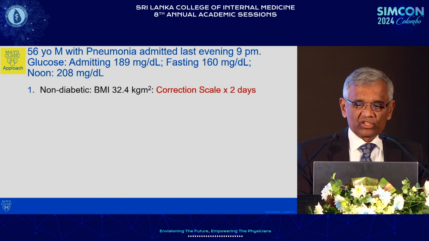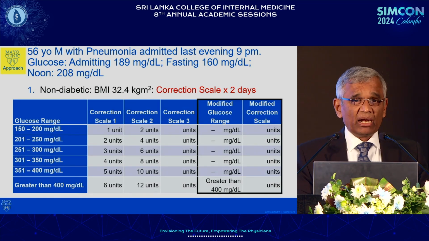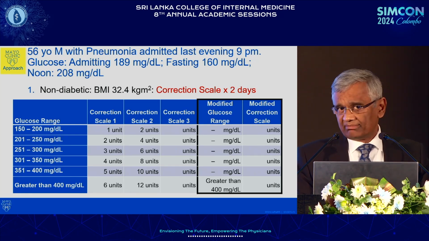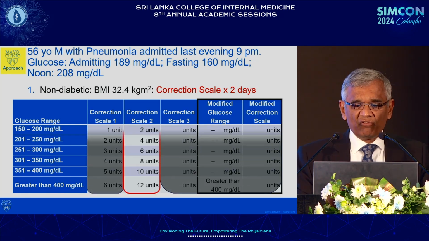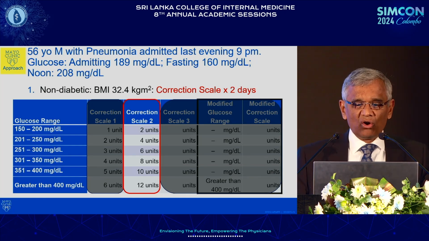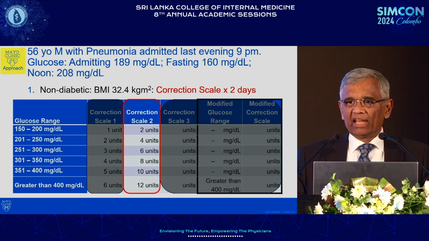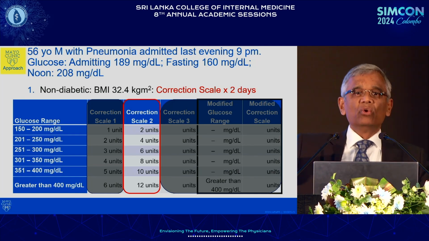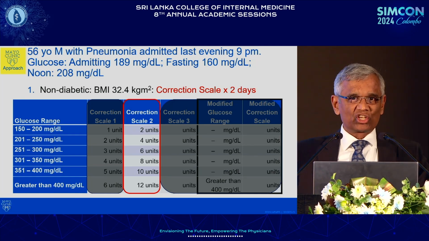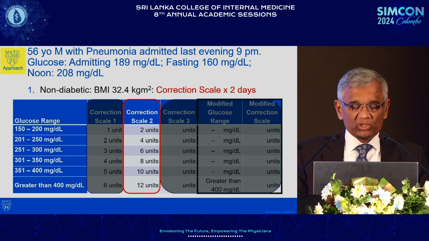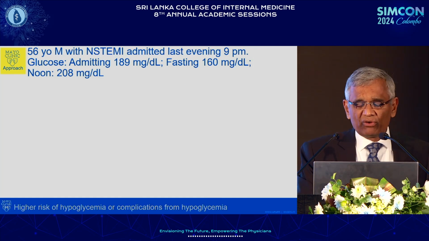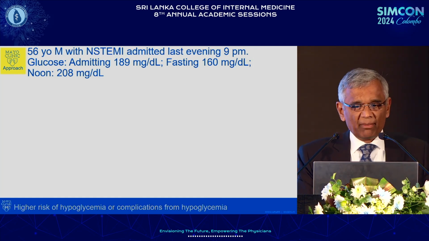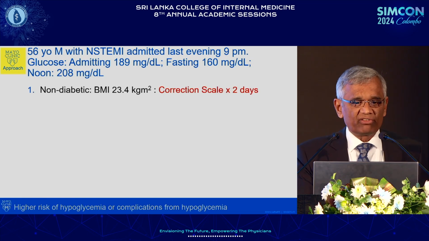We start correction scale for 2 days. We have multiple scales that we use in our institution. These are various scales that exist, we pick the moderate scale or correction scale number 2, and we use this correction scale before meals. And if it continues for a couple of days, we schedule the insulin dosage and don't give only correction as we started.